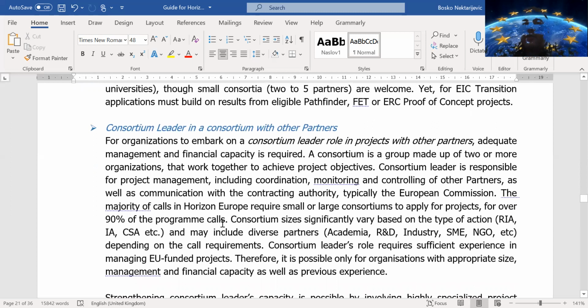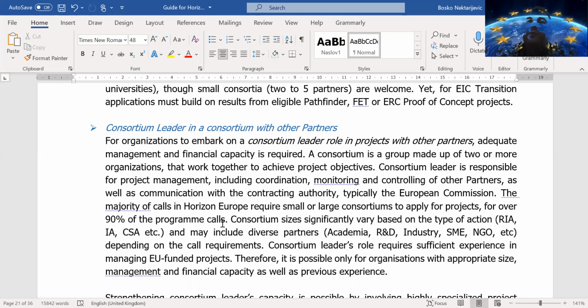Now, for organizations to embark on a consortium leader role in projects with other partners, adequate management and financial capacity is required. A consortium is a group made up of 2 or more organizations that work together to achieve project objectives, and the consortium leader is responsible for project management, including coordination, monitoring, controlling of other partners, as well as communication with the contracting authority. That would typically be the European Commission.